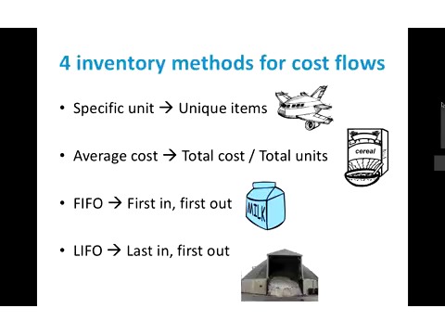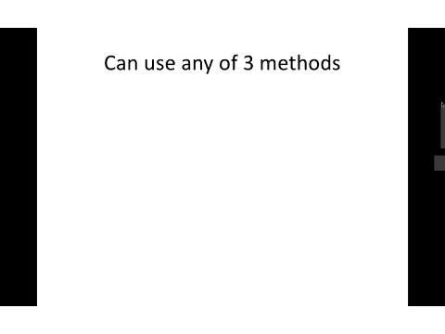So I just told you about this. Now, the twist here is, I said there are 4 inventory methods for cost flows. When companies choose an inventory method, they don't choose it based on their products, other than for the specific unit method. So if companies choose average cost, FIFO, or LIFO, they can use any method they want. It is an assumption about the accounting cost flows.